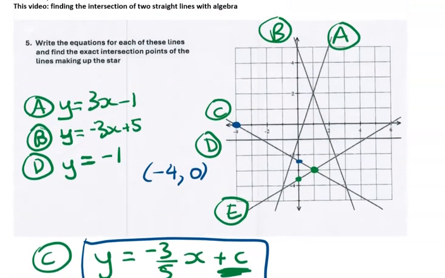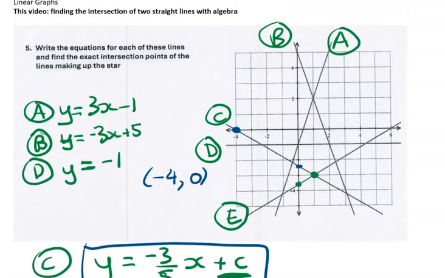What I want you to do now, not surprisingly, is try and do the same thing for line E. I'm just going to get rid of some of my little dots. So try and work out the equation of line E and then hit play on the video when you've done it.